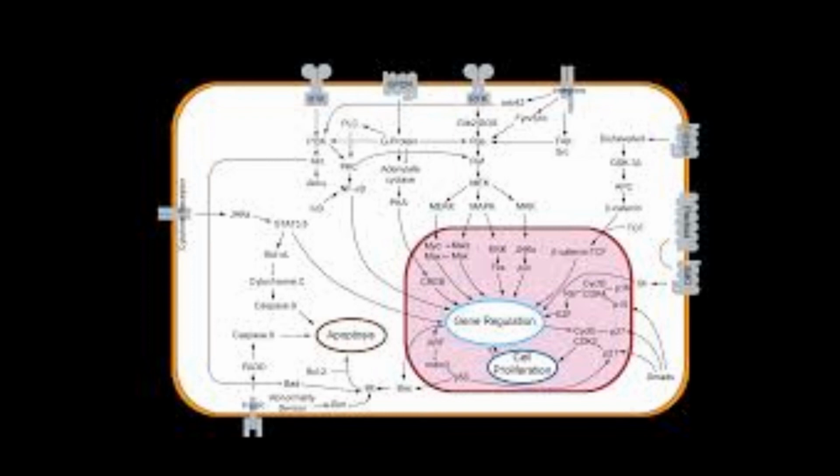And if you look up the RTK MAPK pathway, RTK stands for receptor tyrosine kinase, which is the receptor, right? MAPK stands for mitogen activating protein. Mitogen is another word for growth factor. So these are the growth factor pathways.